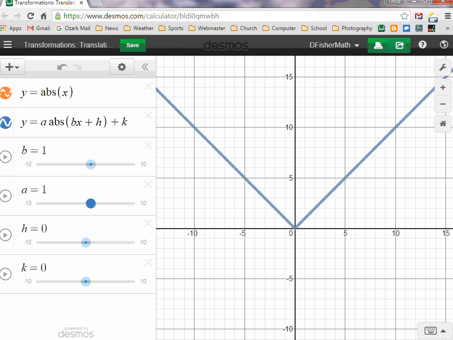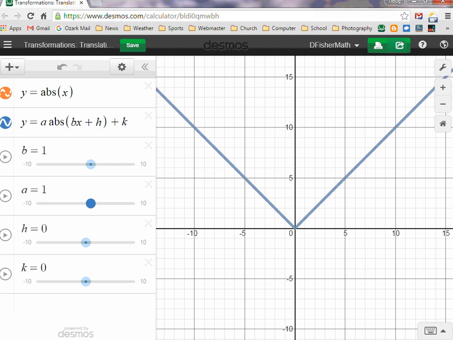Now if I take that B and make it negative, what will that do? Reflect it across the y. Remember, if I've multiplied my x by a negative, it's going to reflect it across the y. Now I want you to look at that graph. If I reflect it across the y, how will it look? Same thing. It will look exactly the same.